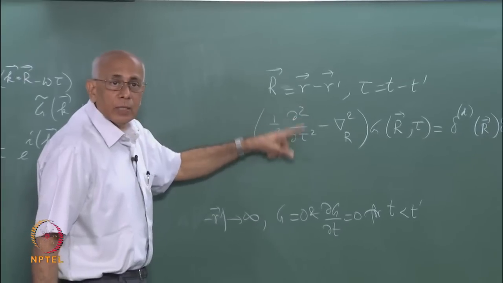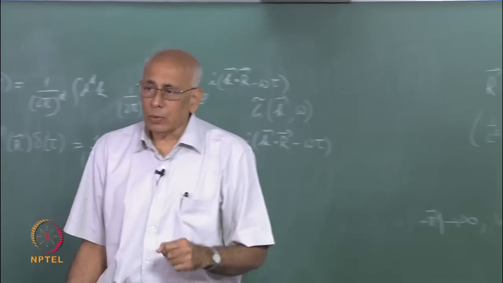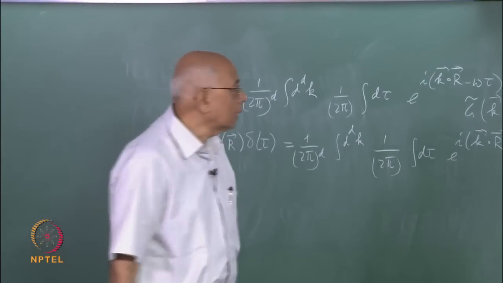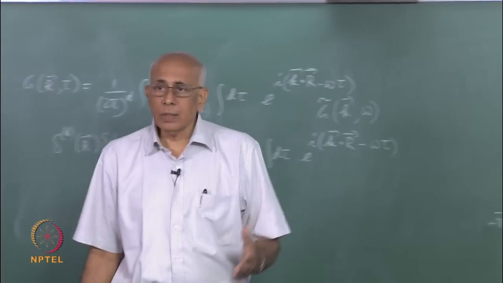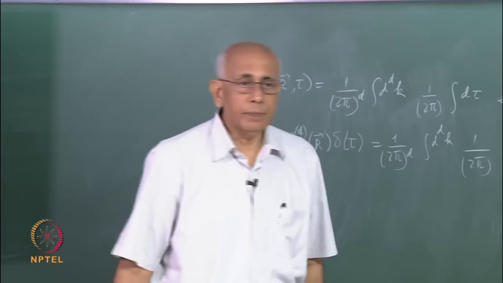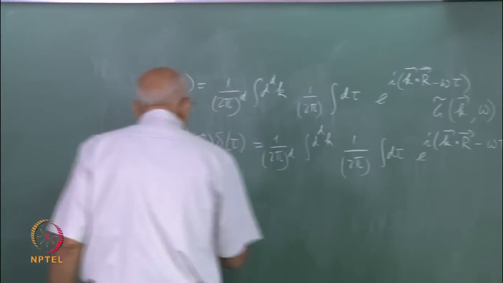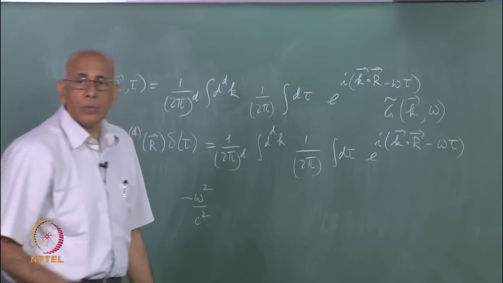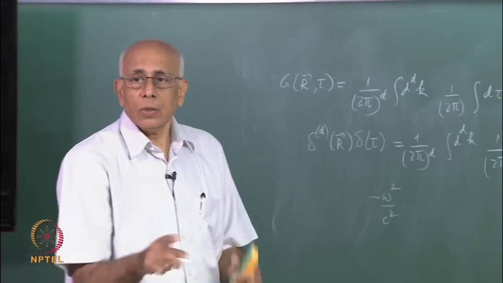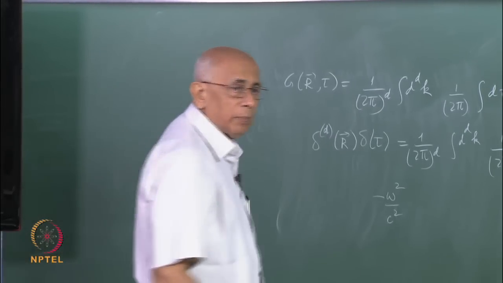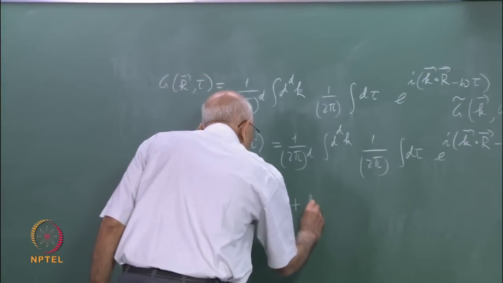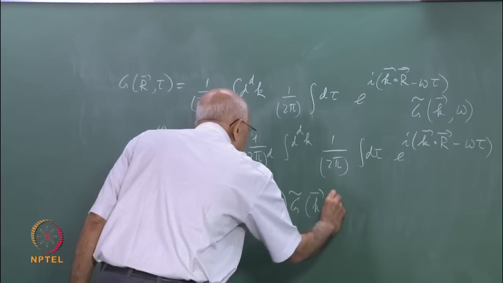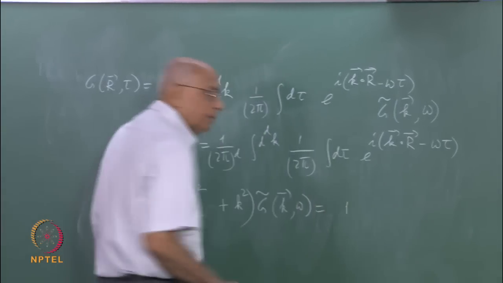This derivative with respect to tau, each time you differentiate with respect to tau, you bring down a minus i omega. So when you square it, you get minus i squared omega squared, or minus omega squared. So there is going to be a minus omega squared over c squared, and then the del r squared is just going to produce a minus k squared, and then minus del r squared becomes a plus k squared. So this is going to give me a plus k squared g tilde of k and omega is equal to 1 on the right hand side.